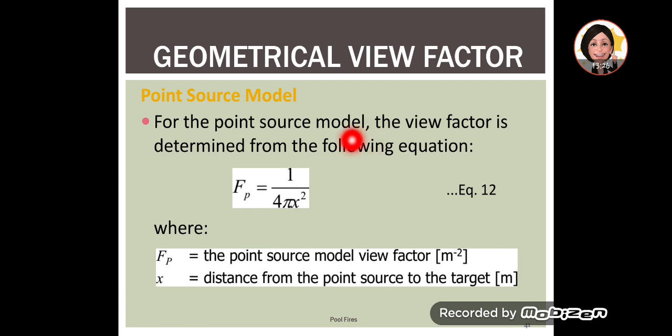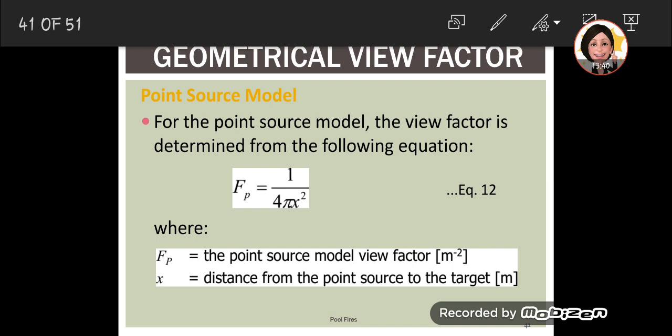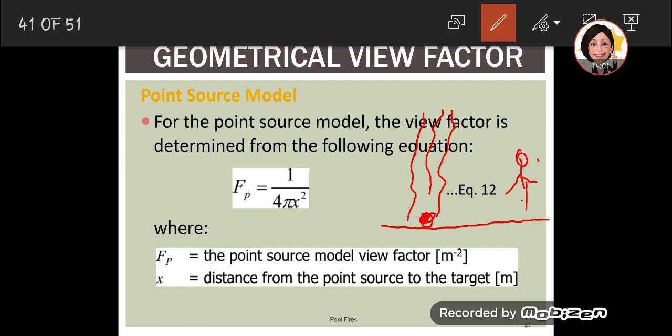For a point source model, the view factor is determined by this equation. This x is the distance from the point source to the target. So we always go back to the point source. For example, if we have a fire, and this is where the source is, and let's say this is a plane, and this is where someone is standing. The x is always from the source. Regardless of where you are standing, the x is always from the source. So this is the point source model.